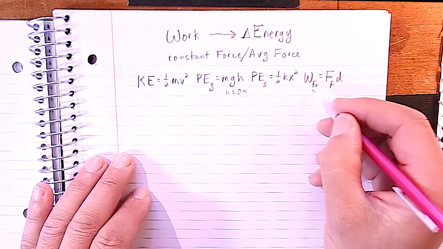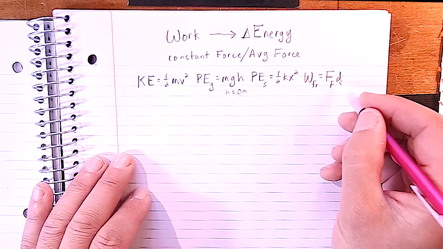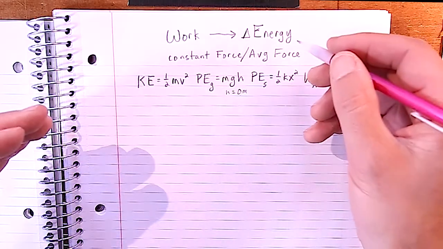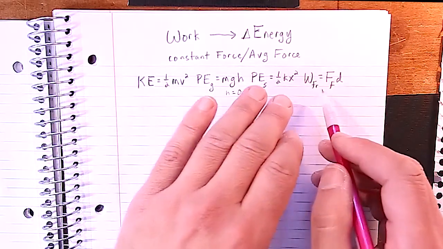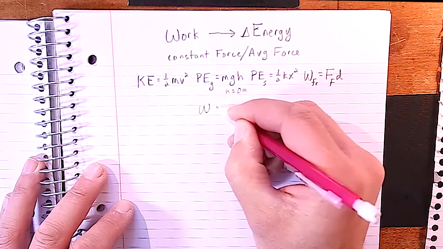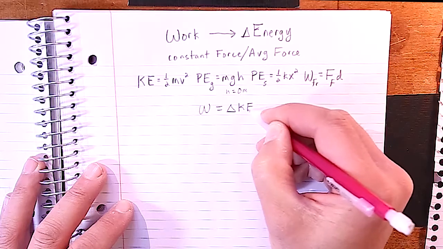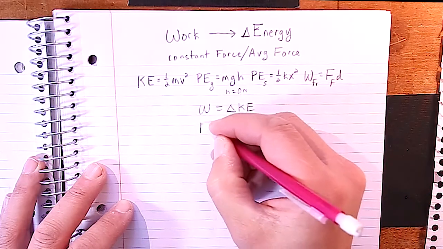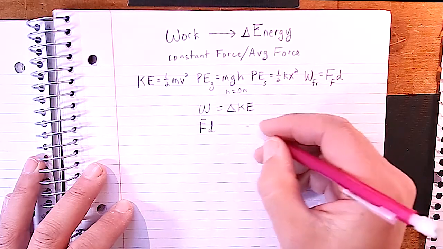And when we deal with work by friction that gives us heat, that's going to be the force of friction times displacement. So when we deal with the change in energy, we need to look at the change of each of these values. So we'll start with kinetic energy. So we say that work gives us a change in kinetic energy. Well, we know that work is force, and we're going to deal with the average, times displacement.